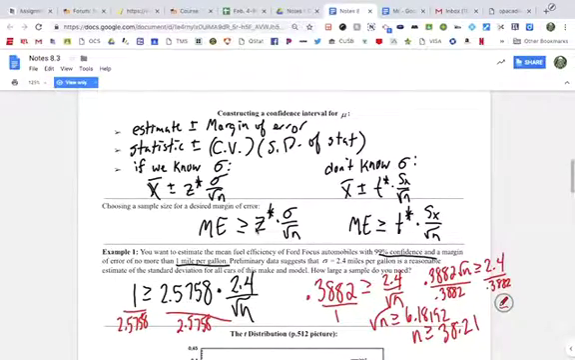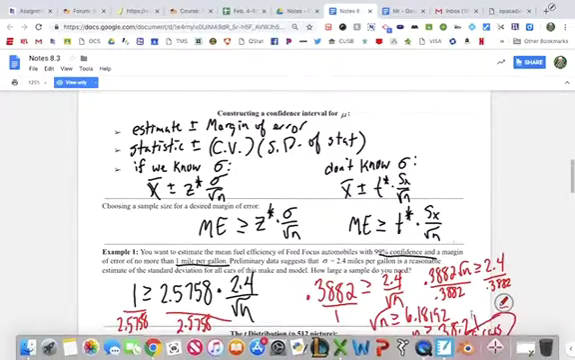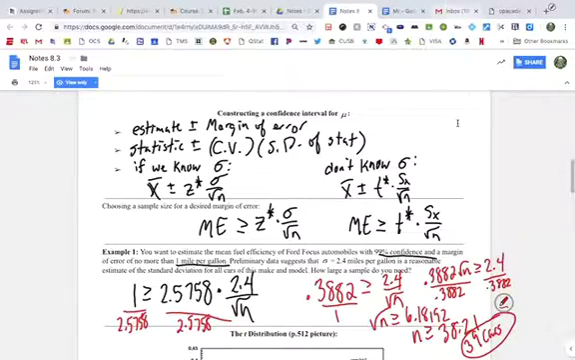Okay, so that means we need a sample of at least 39 cars. If we have 39 cars, then we can assume that our estimate of the mean has at most 1 mile per gallon error. Okay? All right, so that's our first example using this. All right, so next.